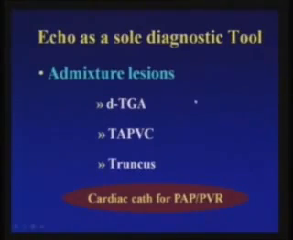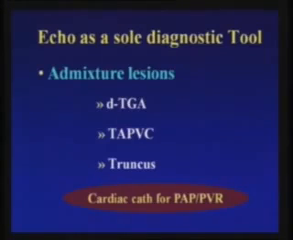Admixture lesions are the lesions where there is mixing of the oxygenated and deoxygenated blood, occurring with increased pulmonary blood flow. With TOF physiology, we have PS physiology, meaning PA pressures are normal and pulmonary blood flow is decreased. Here pulmonary blood flow is increased, with or without high pulmonary arterial pressure.